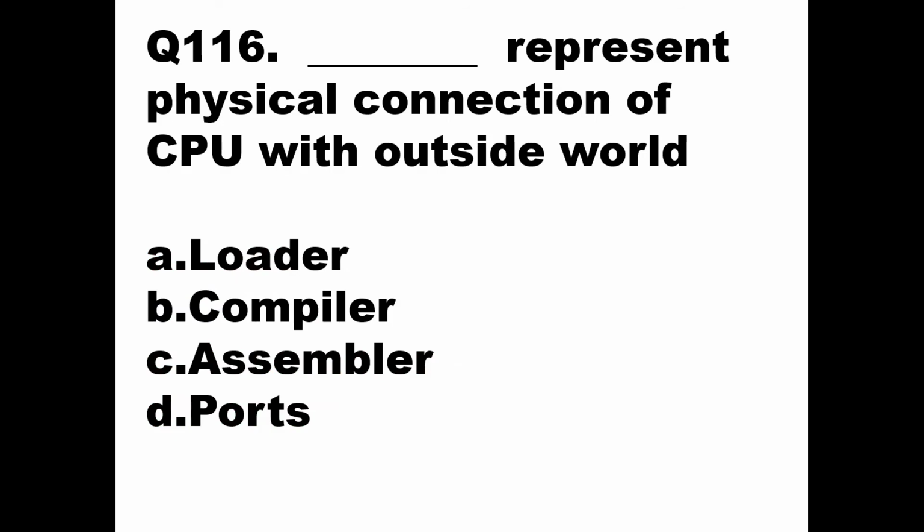Now we'll go to question number 116. Dash represents physical connection of the CPU with the outside world. The options given are loader, compiler, assembler, and ports. Loader, compiler, and assembler are all softwares. Ports are the pins, ports are the lines, ports are the hardware which will connect the CPU to the outside world. So here the answer should be D, ports.